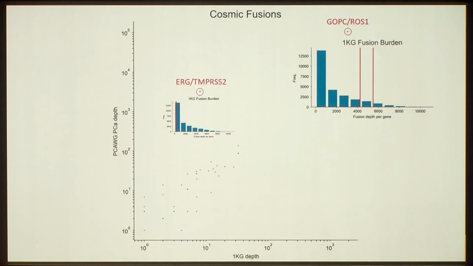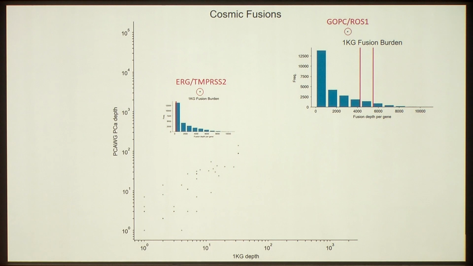So this is an example of our results. This is for the COSMIC fusions, and we see 2 outliers here, the ERG-TMPRSS2 and the GOPC-ROS1. And of course, we expect that the depth of the ERG-TMPRSS2, the PCAWG depth, will be high because we expect that we'll see that there. But we also see that it's relatively low in the 1,000 Genomes. But then again, we see the GOPC-ROS1 that has a high depth in the PCAWG prostate cancer, but also a high depth in the 1,000 Genomes.